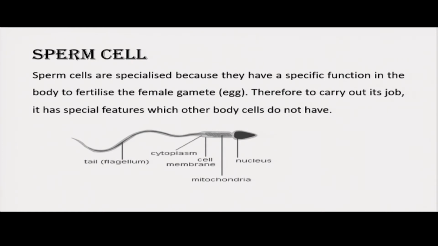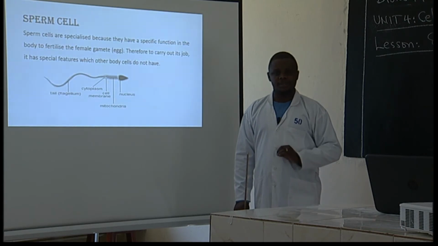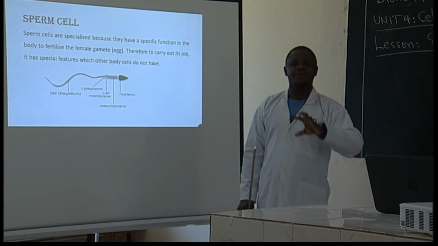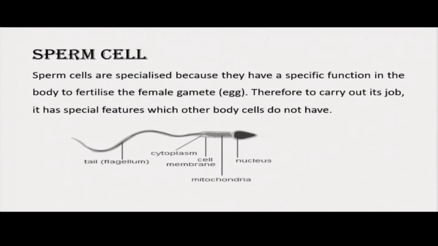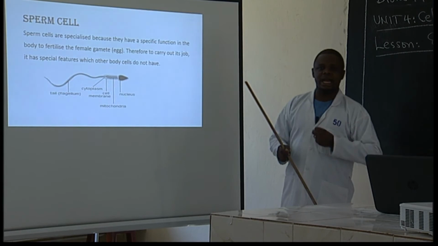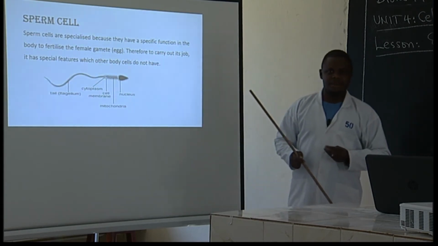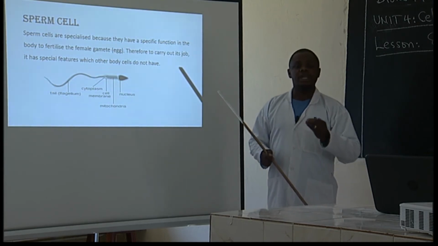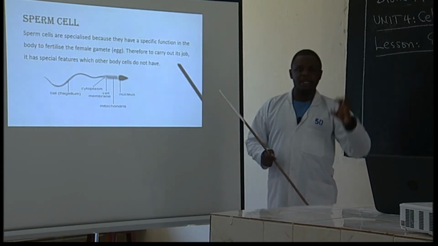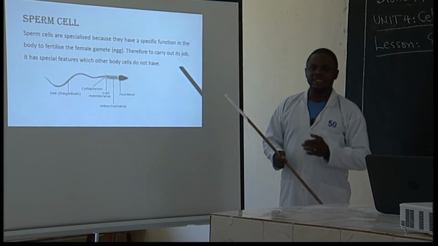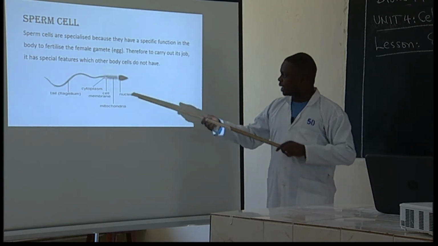That is an adaptation, students, because these chromosomes will have to combine with the chromosomes of the egg cell so that they become 46. Then on top, it has what we call the acrosome. On the head of the sperm, it has the acrosome, and the acrosome contains hydrolytic enzymes which dissolve the zona pellucida, or the membrane of the egg cell, so that the sperm can enter into the egg cell.